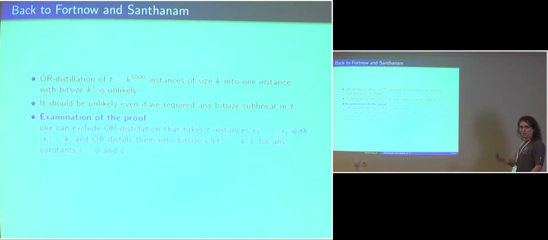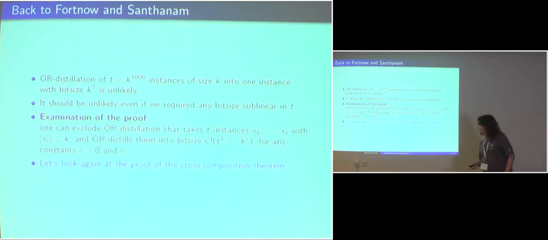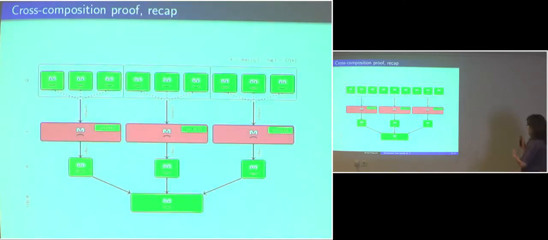And the intuitive reason why this should hold is, put t as super, super large. Then t to the 1 minus epsilon, compared with k to the 1000, will actually be smaller than t, because this 1 minus epsilon times this 1000 will not eat up this c here. So this should also be excluded, and the examination of the proof shows that actually it is excluded. So let's look again at the proof of the cross-composition framework. This was this chart that was already in the previous lecture.